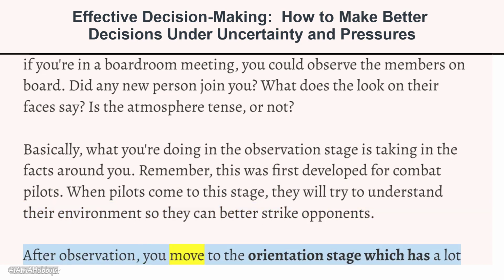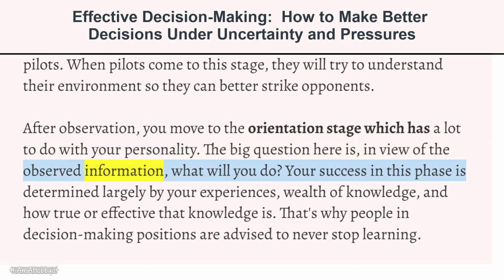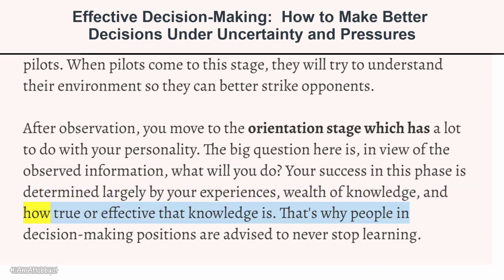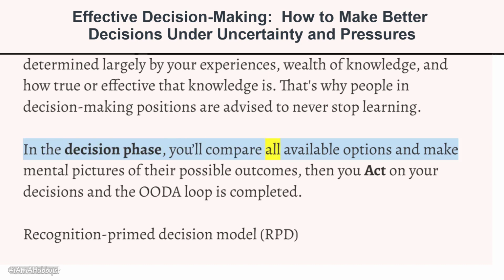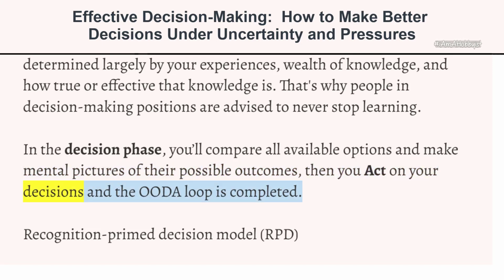After observation, you move to the orientation stage, which has a lot to do with your personality. The big question here is, in view of the observed information, what will you do? Your success in this phase is determined largely by your experiences, wealth of knowledge, and how true or effective that knowledge is. That's why people in decision-making positions are advised to never stop learning. In the decision phase, you'll compare all available options and make mental pictures of their possible outcomes, then you act on your decisions and the OODA loop is completed.